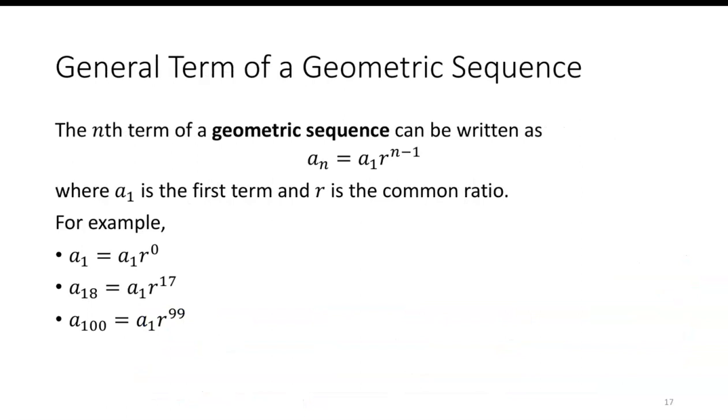Anyway, the general nth term of a geometric sequence can be written with the formula a sub n equal to a sub 1 times r to the n minus 1, where a sub 1 is the first term and r is the common ratio. So for example, a sub 1 is a sub 1 times r to the 0, a sub 18 is a sub 1 times r to the 17th, a sub 100 is a sub 1 times r to the 99th, and so on.